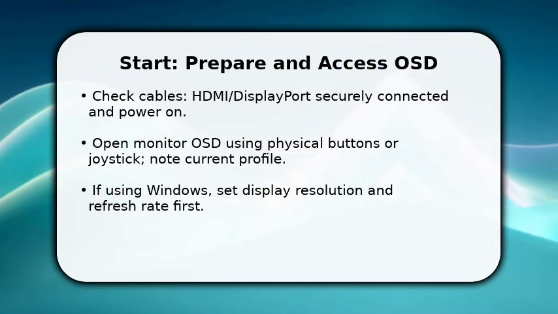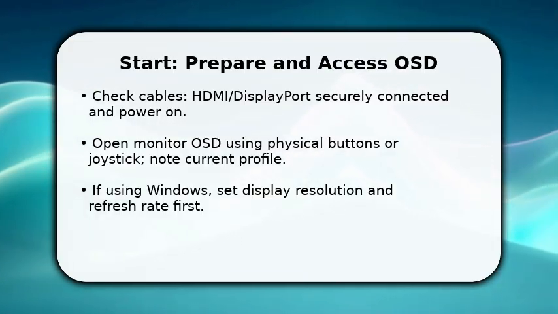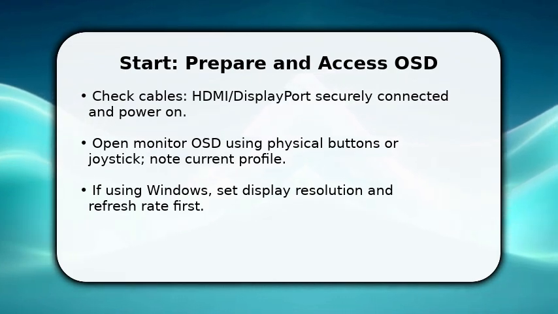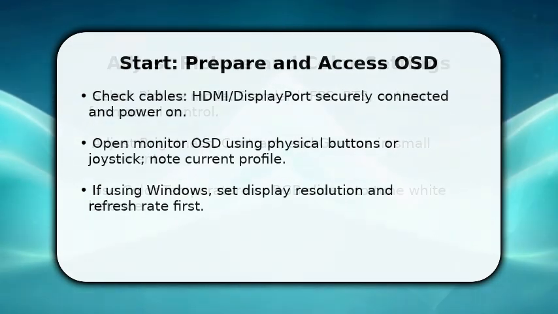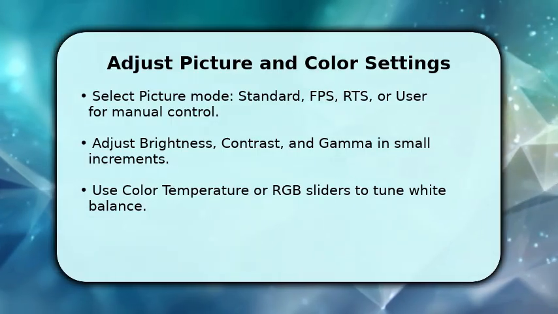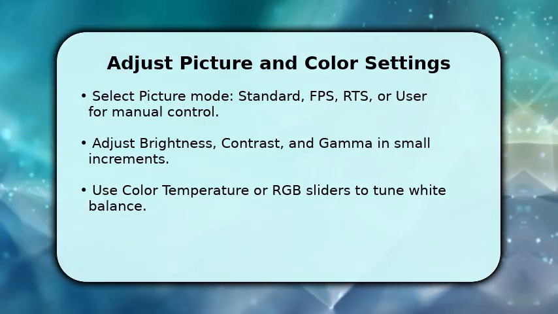You're starting inside the OSD now. Navigate to the primary tab such as Picture or Color to begin deliberate adjustments. Now you'll modify core picture and color parameters. First, choose a picture mode. Pick user if you want hands-on control. Presets are fine for quick swaps. Then change brightness and contrast in small steps to avoid clipping.